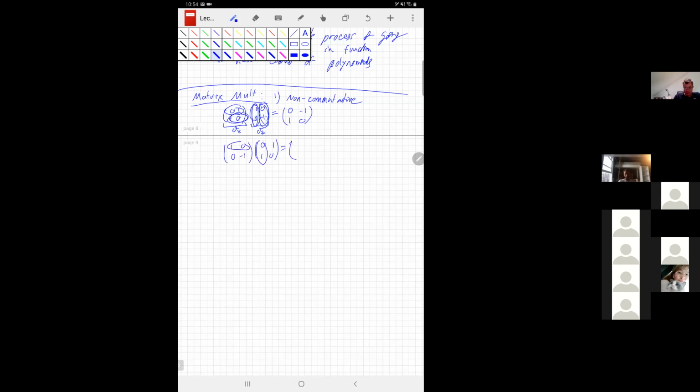Row dotted with column. 0. Well, that starts off looking the same. Row dotted with column. 1 times 1 plus 0 times 0. 1. Row dotted with column. 0 times 0 plus -1 times 1. Row dotted with column. 0 times 1 plus -1 times 0.